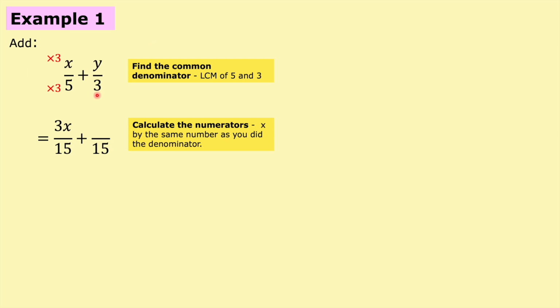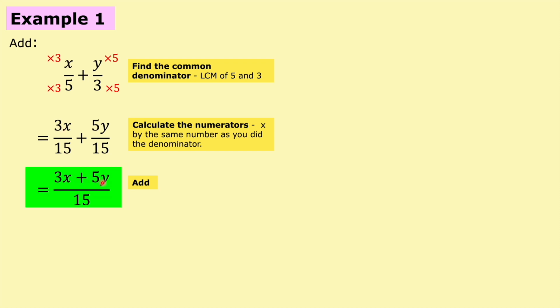And then how have we changed this 3 to become 15? Well, we've times it by 5, so whatever we do to the bottom, we have to do to the top, giving us 5y. And then once we've got that, because we've got the same denominators, we can just go ahead and add. We just add the numerators, so the bottom of our fraction is just going to be 15. Because we're adding algebra terms, we will have 3x plus 5y on the top of our fraction. So we're just adding these two terms on the top, and that is it fully simplified. We can't go any further.